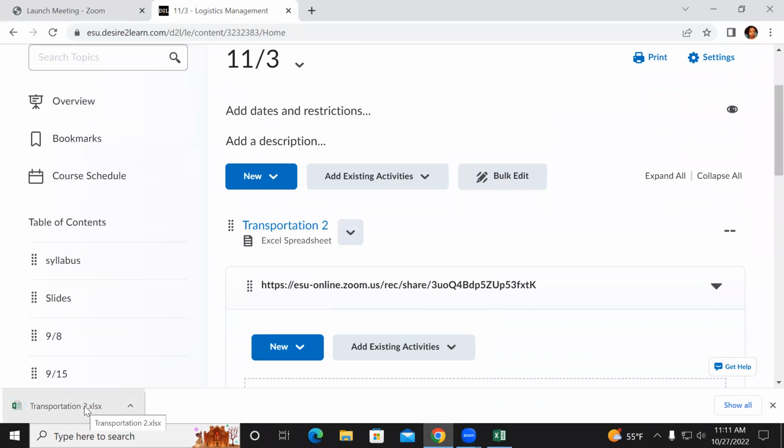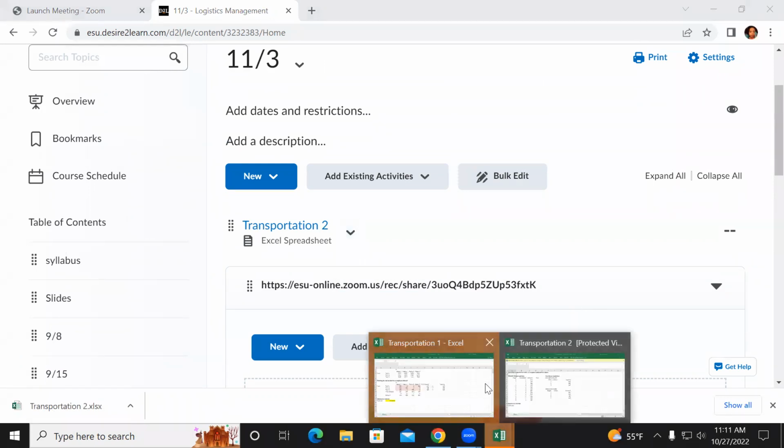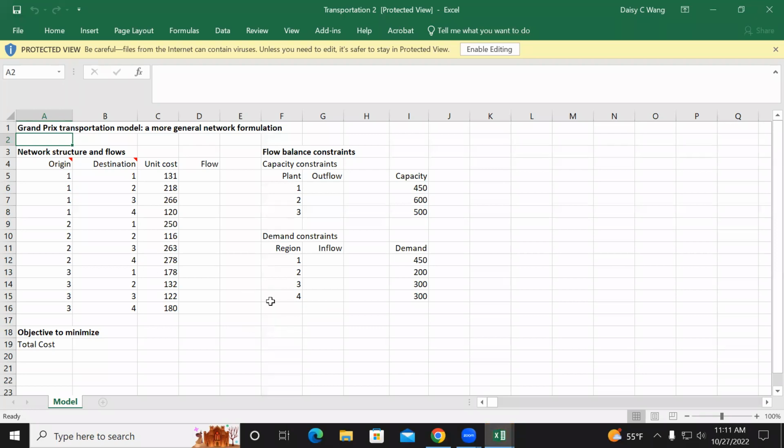So transportation 2nd is the same information, but a different layout. Okay, so you see, instead of showing, let me do this.